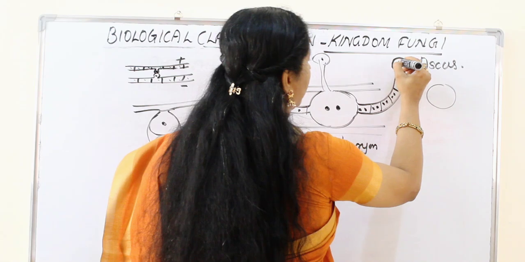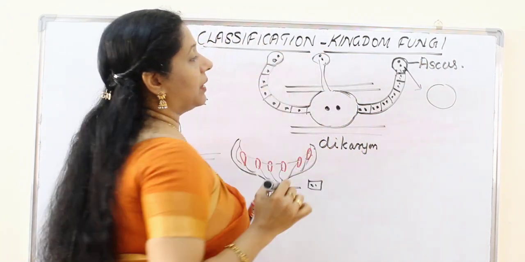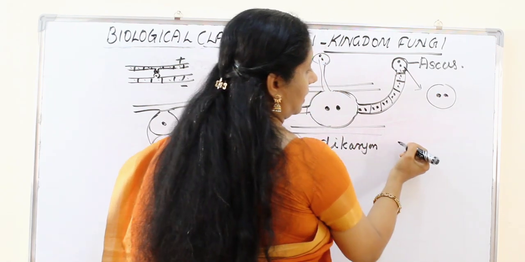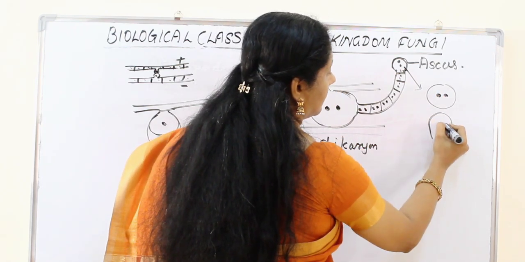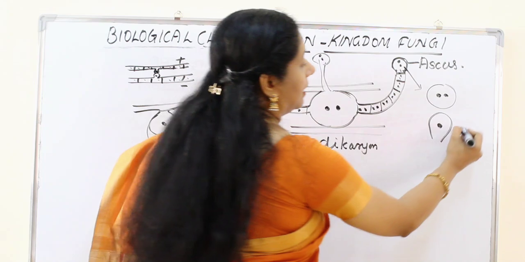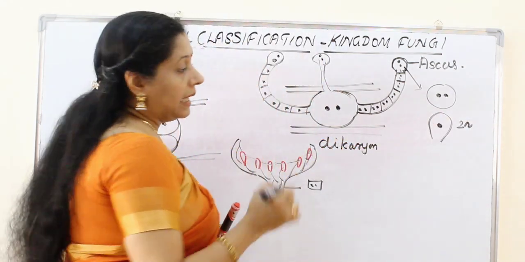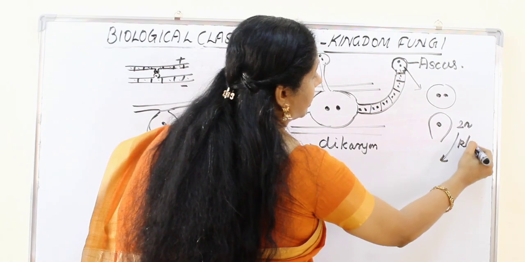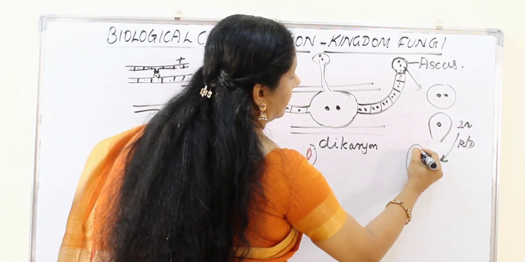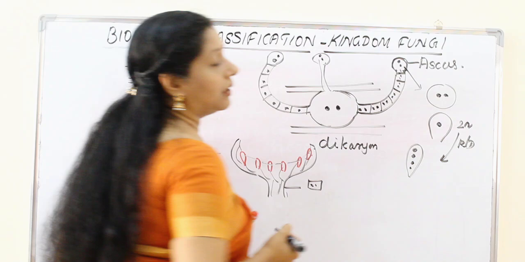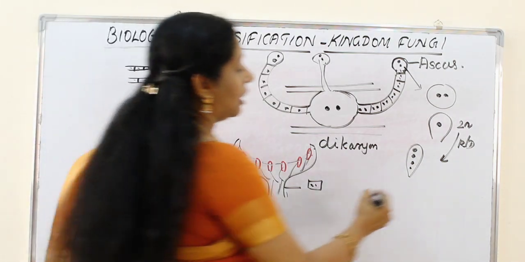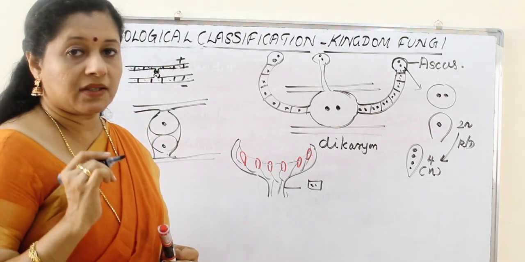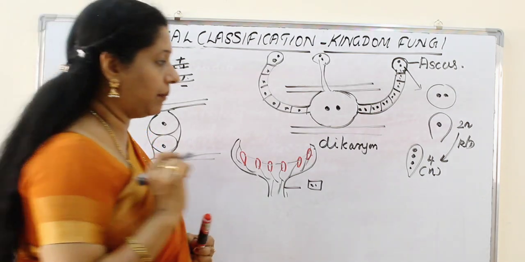Inside this ascus, two nuclei are there, the dikaryon. So now what happens? These two come together inside the ascus and fuse to form a diploid nucleus. Then this diploid will undergo reduction division. So as a result, 4 nuclei will form, each one haploid. Meiosis happens, and 4 haploid nuclei are produced.